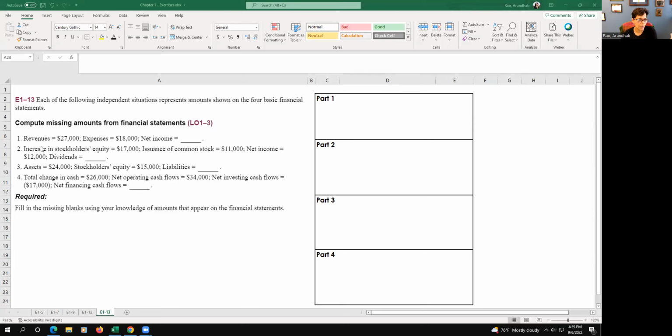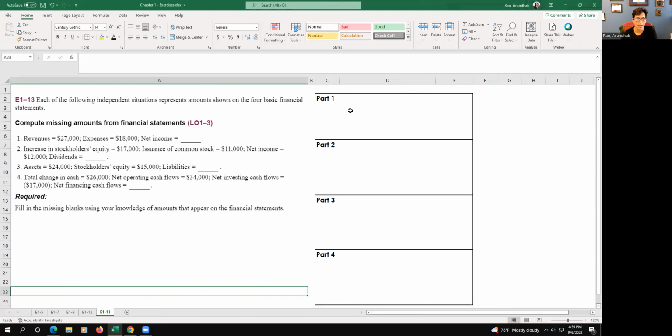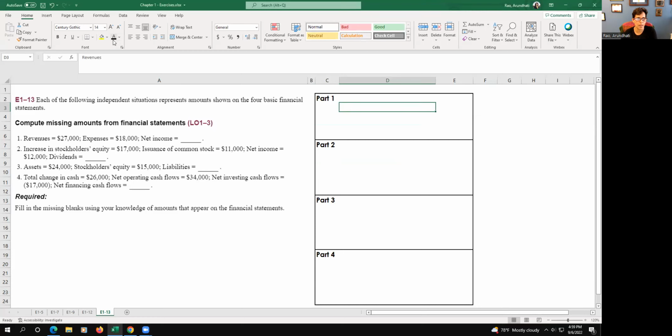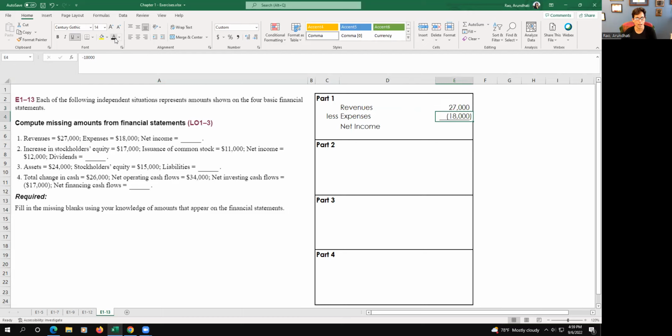So the first one is relatively simple. They have revenues of 27,000, expenses of 18. They're asking you what's the net income. So obviously this is from the income statement. And in the income statement, what we have is revenues less expenses, and that'll give me my net income number. So it's a very simple exercise. I don't even need to write it down, but I will just so that I can come back and check my notes. 27,000 minus 18,000, the answer is 9,000 for the first part.